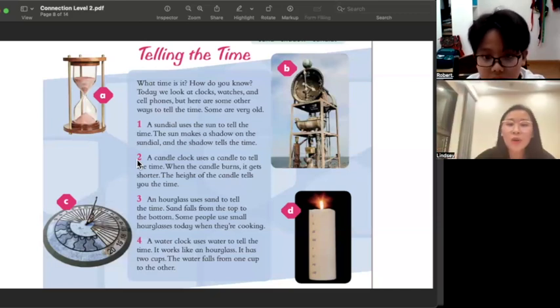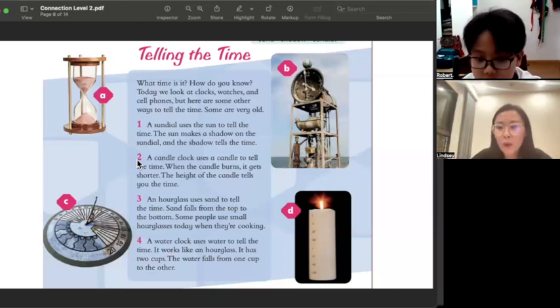High five. Okay, so can you tell me four old ways to tell the time, please? It's a sundial, a candle clock, an hourglass, and a water clock. Thank you. So what does a sundial use to tell the time? The sundial uses the shadow to tell the time.